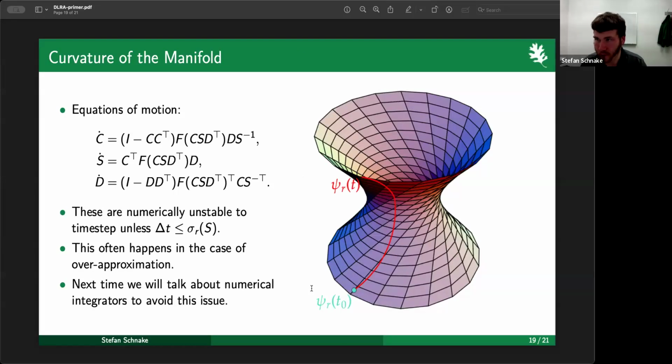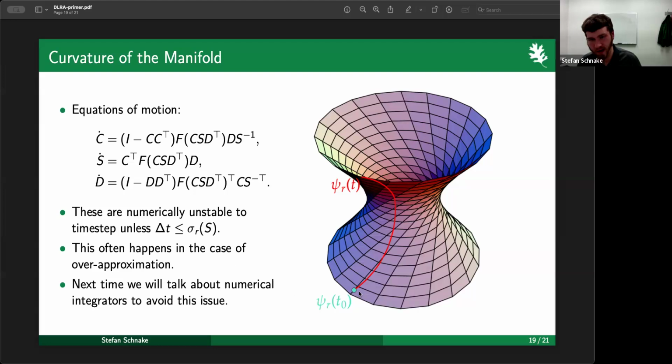So lastly, I want to prelude into the talk two weeks from now. We talked about how you actually evolve these equations of motion. The issue, again, is that these are numerically unstable to time step unless the time step you use, whatever method you do, implicit, explicit, whatever, is smaller than the smallest singular value of S. And this is not a time step constraint, it's not a problem constraint. It's a manifold constraint. The manifold can have very high curvature when the singular value is small.